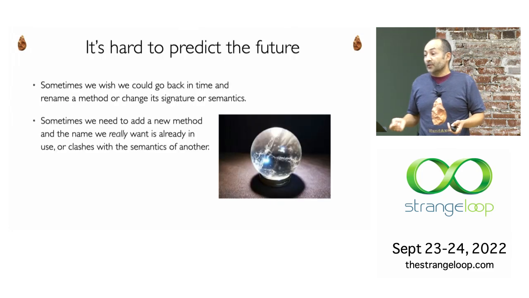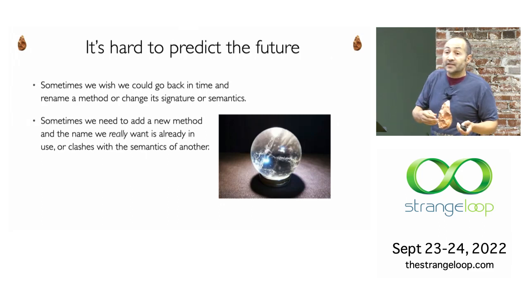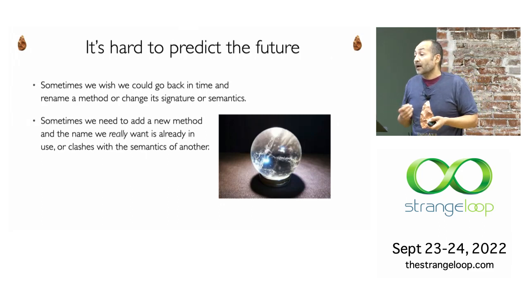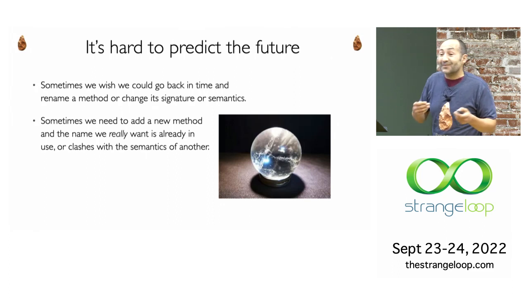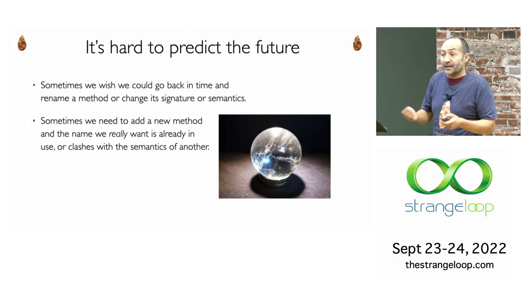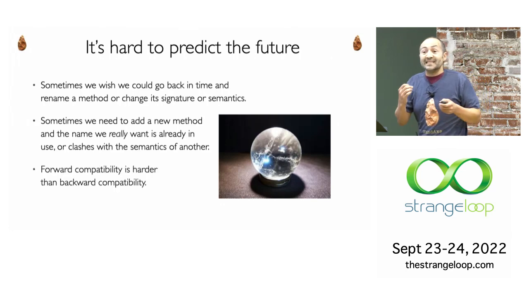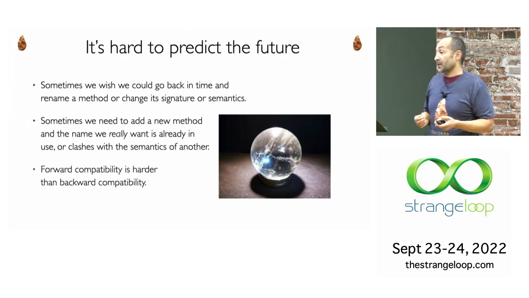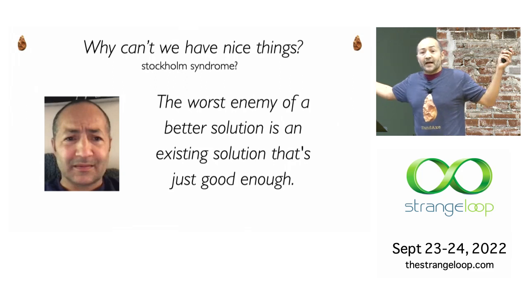It's hard to predict the future. Sometimes we wish we could go back in time and rename a method or change the signature or semantics, and it's hard. Sometimes we need to add a new method, and we really want it, but the name's already taken, or it clashes with semantics that were already there. Forward compatibility is a lot harder than backward compatibility. Why can't we have nice things?